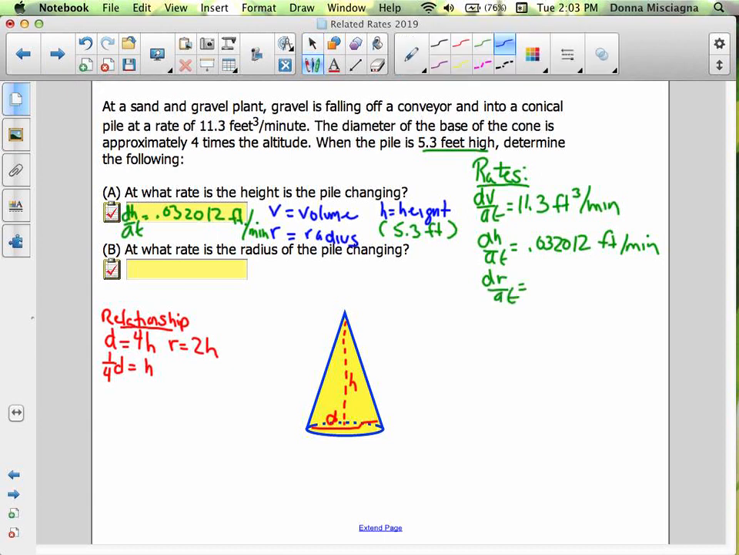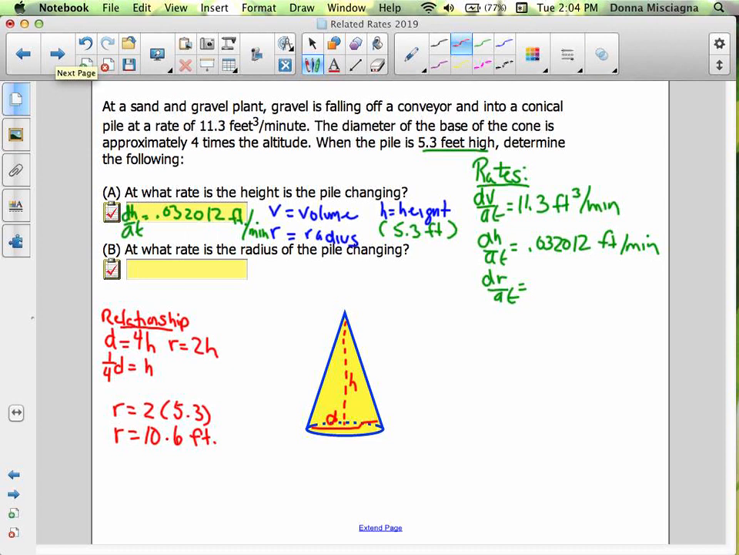So now we want to find the rate of change in the radius of the pile. Same time, 5.3 feet. First of all, we need to know when the height is 5.3 feet, what is the radius? Well, the radius is twice the height, so it's going to be 10.6 feet.